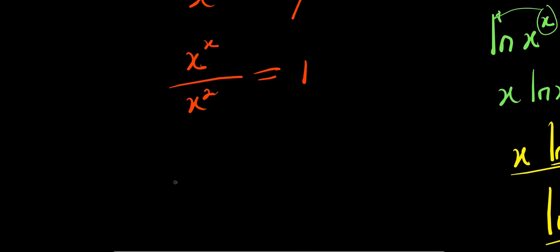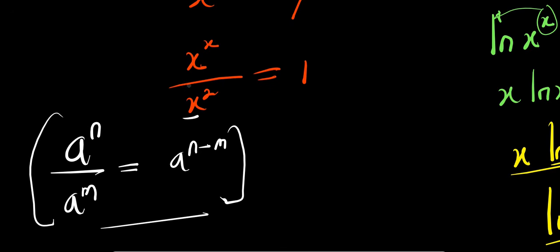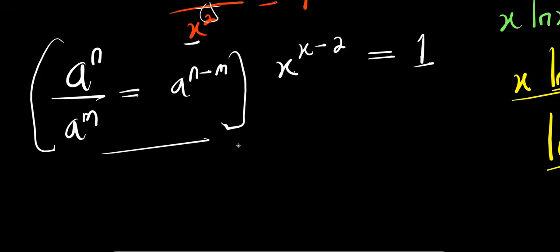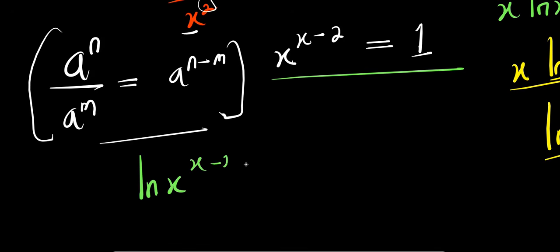Now let's consider this identity. You have a power m divided by a power n, and this equals a power m minus n. We can apply this right here because the bases are the same and the exponents are different, and there's a division sign. So we'll have x power x minus 2 equals 1. Now at this point, I can apply natural log again: natural log of x power x minus 2 equals natural log 1.